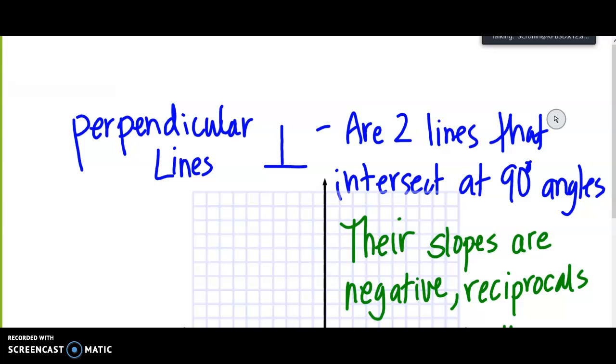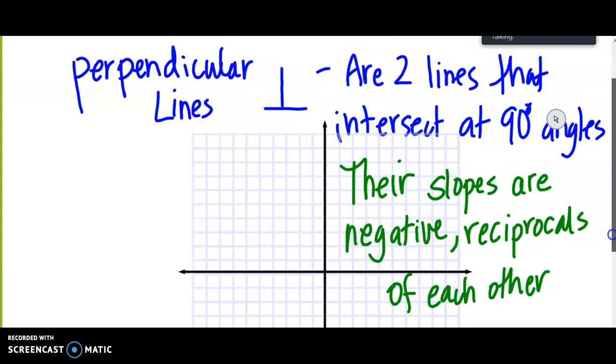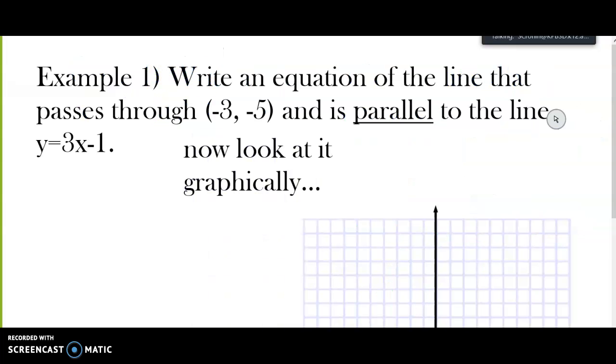We've already said all this, but in case you didn't get it written down, perpendicular lines are two lines that intersect at 90 degrees. So if one has a positive slope, then the other one would have to have a negative slope, right? If it's going to be perpendicular. All right, so example 1.